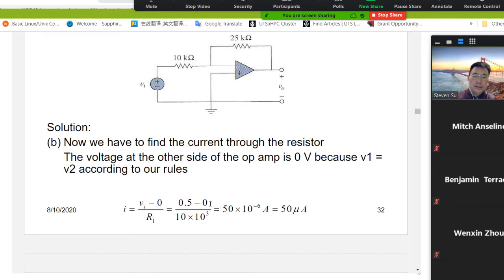So why can we subtract 0? Because here V minus equals V plus, and V plus is 0, right? So in that case, here is 0. So you have Vi here, Vo here. Vi is 0.5 minus 0, divided by 10k, and then you get 50 times 10 to the power of minus 6 amp. So it's 50 microamp.